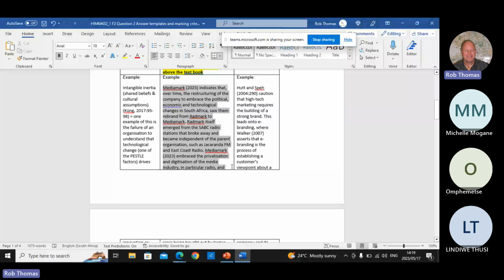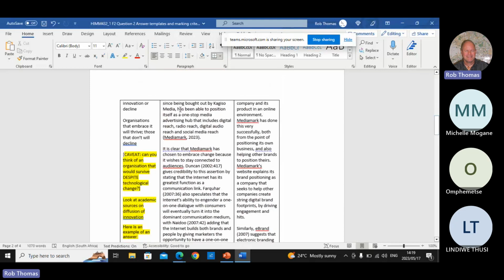Okay, so MediaMark indicates that over time, the restructuring of the company to embrace the political, economic, and technological changes in South Africa saw them rebrand from Radmark to MediaMark. Radmark itself emerged from the SABC radio stations that broke away and became independent of the parent organization, such as Jacaranda FM and East Coast Radio. MediaMark embraced the privatization and digitization of the media industry, and since being bought out by Kagiso Media, has been able to position itself as a one-stop media advertising hub that includes digital radio, digital reach, radio reach, digital audio reach, and social media reach.